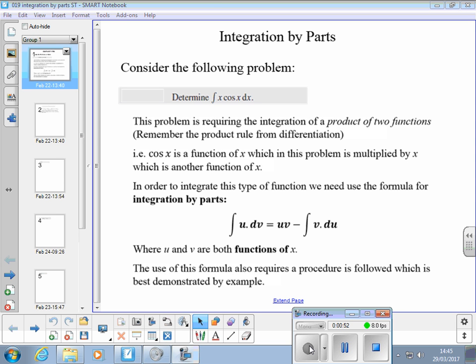In order to integrate this type of function, you need to use the formula for integration by parts, which is the integral of u with respect to dv is equal to u times v minus the integral of v with respect to du. Doesn't make much sense when it's put in front of you like that, okay? But u and v are both functions of x. The use of this formula also requires a procedure, which is best demonstrated by example. So we'll go through an example or two, and then I'll give you some to have a go at. Usual kind of format.